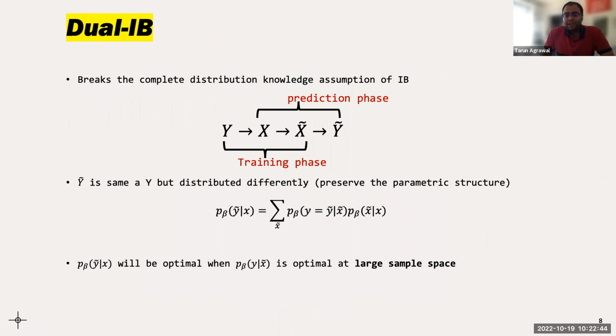So the dual information bottleneck breaks the complete distribution knowledge assumption of the information bottleneck. It adds another bottleneck as y tilde here. This entire Markov chain can be treated as a training phase and a predicted phase. So this is the training phase and this is the predicted phase, as said by Fishby. It will capture the structural aspect of the solutions. And if we have a large sample space while adding this y tilde, it will give the same prediction as the information bottleneck. But if we have limited data sets here, it tends to be a bad compressed version of that.